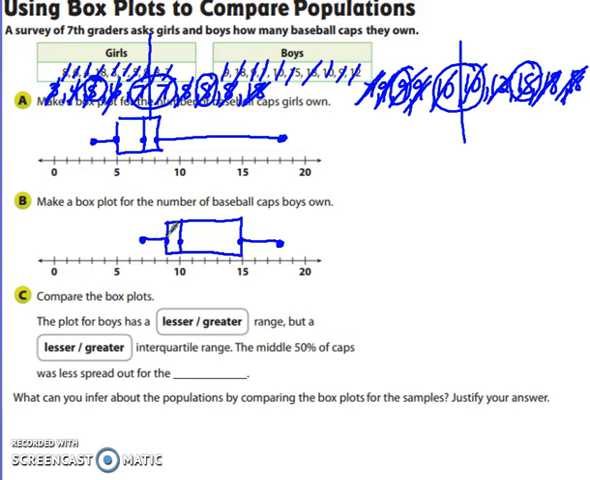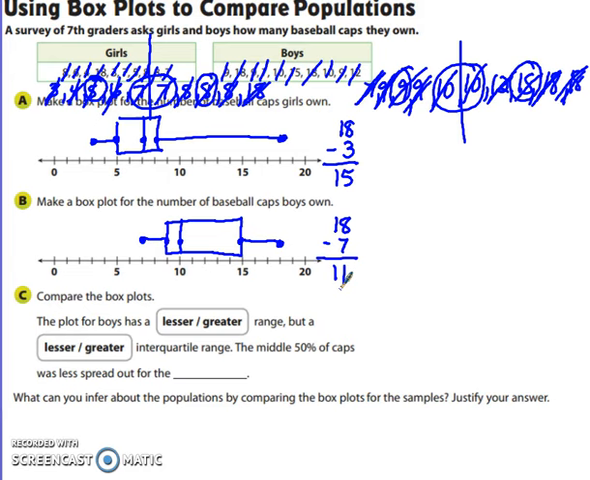Okay, so it says compare the box plot. The plot for boys has a blank range, but a blank interquartile range. So let's take a look at range. To find range, you have to do the biggest minus the smallest. On the girls, the biggest number is 18. And the smallest number is 3. 18 minus 3 is 15. On the boys, the biggest number is 18. The smallest is 7. So 18 minus 7 is 11.